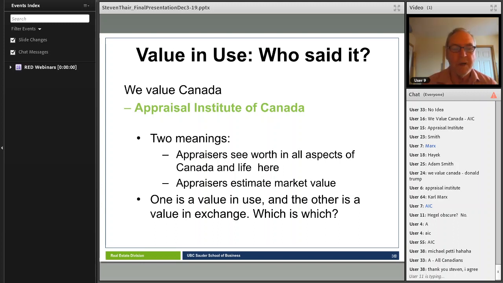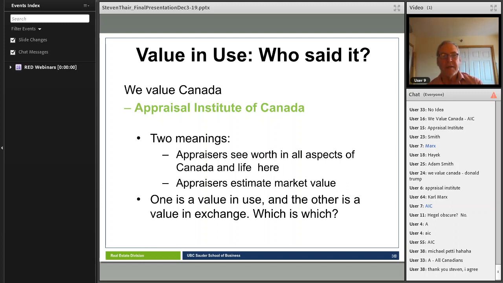So I'll just spend a minute on We Value Canada, because I thought, oh yeah, there's a bit of a pun there and it's cute. And then I started looking at it and I thought, there's more here than I thought initially. So the one meaning of We Value Canada is that appraisers see worth in all aspects of Canada and life here. We value living in Canada. We value Canada. And I thought, that's really appropriate for what I'm talking about here, about how values affect our appraisals. So here it is right in the motto of the Appraisal Institute.